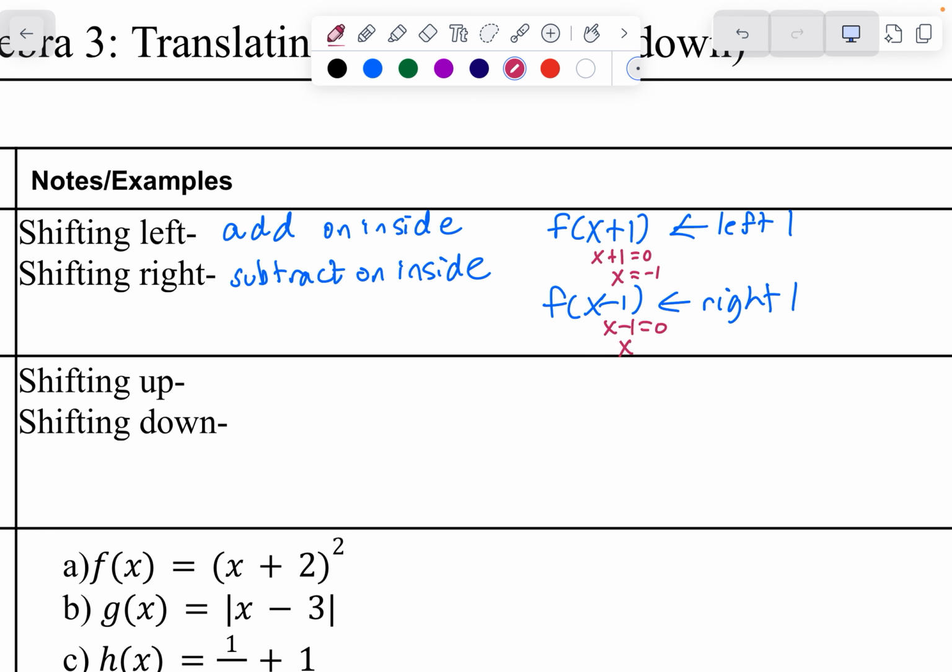So if you subtract on the inside, it actually moves it right. If you add on the inside, it moves it left. So that's just a rule that you need to know. There's no two ways about it. It's just a rule you need to know.